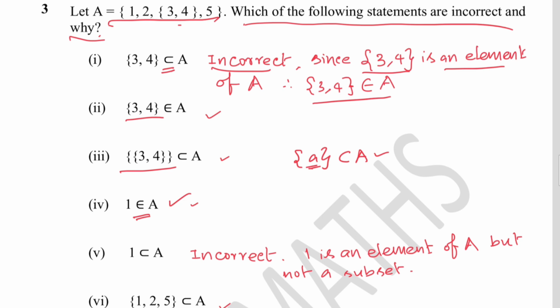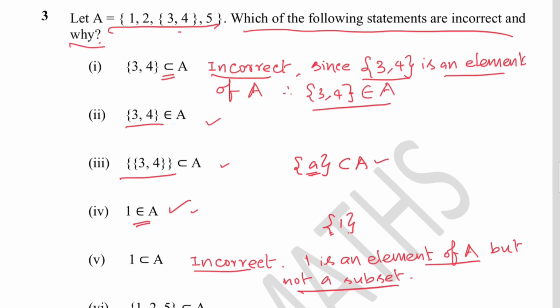And 1 is a subset of A. No, it's incorrect. You cannot say it is a subset unless it is enclosed within braces. An element enclosed within braces is a subset of a given set. So 1 is an element of A but not a subset. So it's incorrect. That's the reason.